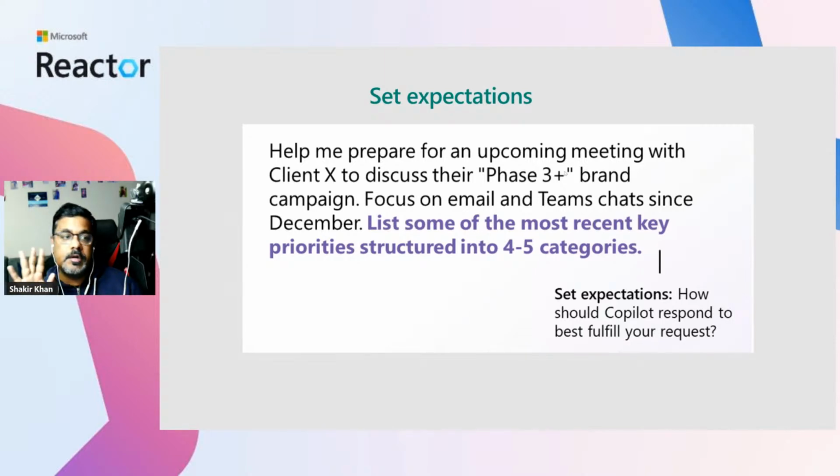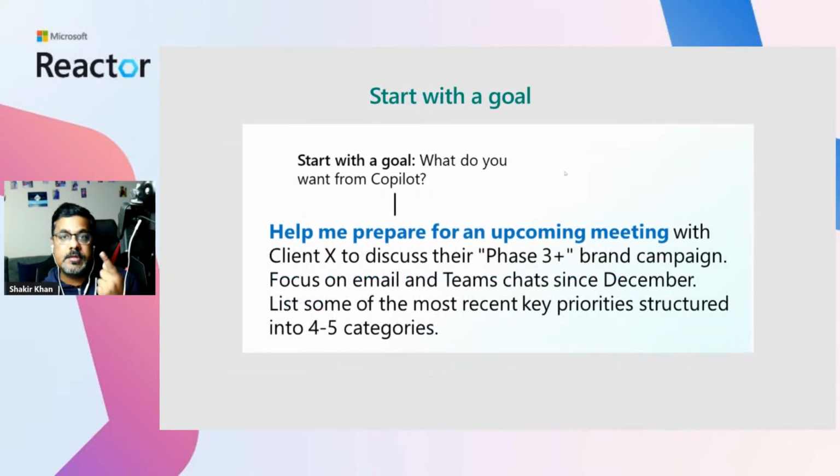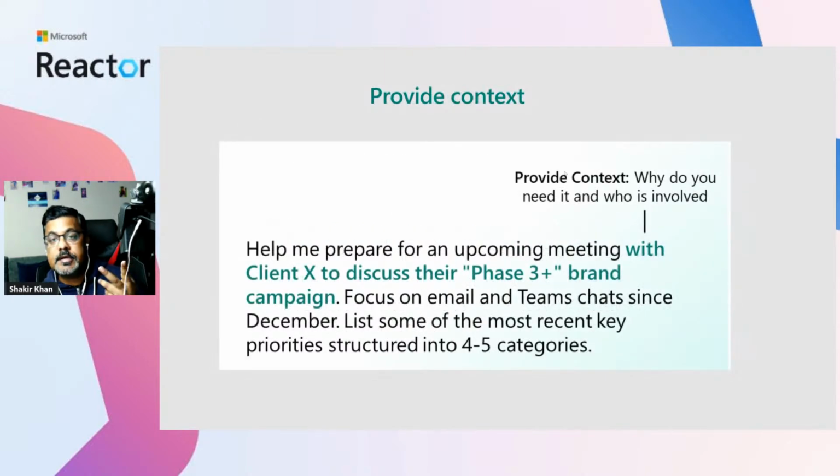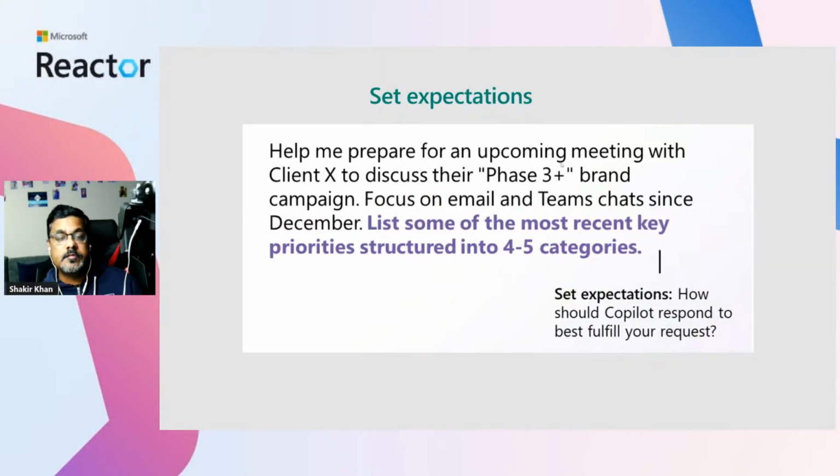So these are the four points. If I just go back again, one is start with the goal. Second is provide the context. Third is define a source, if it is a source for it, or if it is a fresh one. So we just define that create a table in the Dataverse, and then we need to set the expectation, what would be the results.